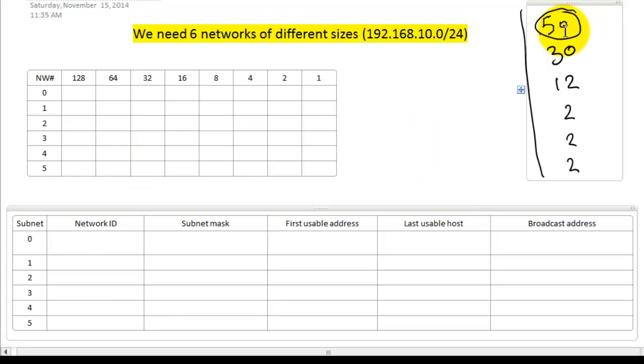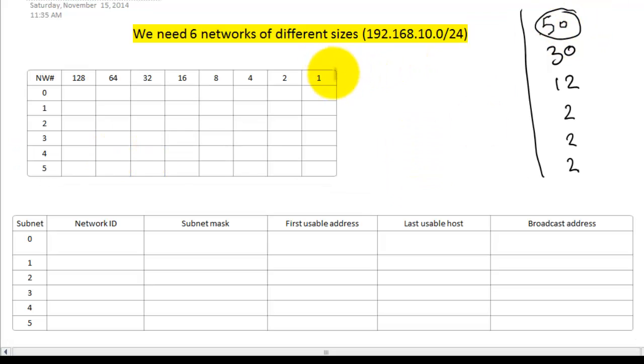So 50 users. Which one of those on the top is closer, but not less than 50? 32 is less than 50. 64 is closer, a little bit extra, but that's totally fine. So now we put 1 here, and then we start filling everything to the left with ones and everything to the right with zeros. So 0, 0, 0, 0, 0, and 0.